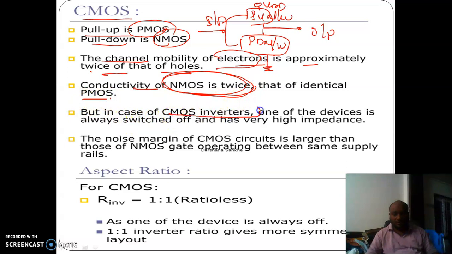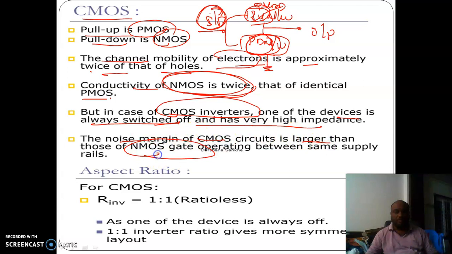But in the case of CMOS inverters, one of the devices is always switched off. We know already, as pull-up and pull-down are complementary transistors, for the same applied input at the gate, if the pull-up is in on state, the pull-down will be in off state, and vice versa, and there is very high impedance for the switched off transistor. So the noise margin is very large in CMOS circuits compared to NMOS.